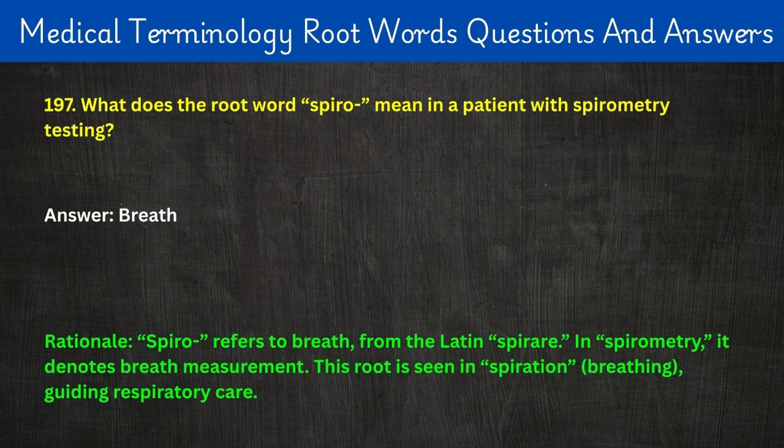197. What does the root word spiro- mean in a patient with spirometry testing? Answer: breath rationale. Spiro- refers to breath, from the Latin spirare. In spirometry, it denotes breath measurement. This root is seen in spiration, breathing, guiding respiratory care.